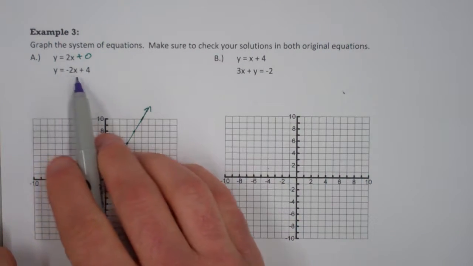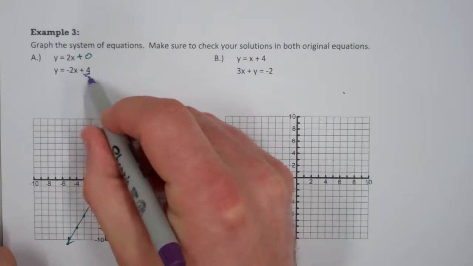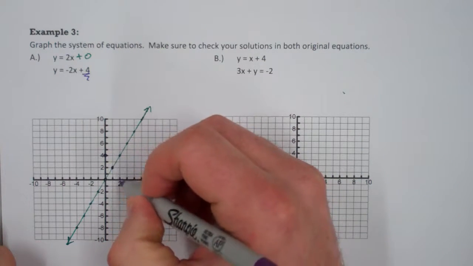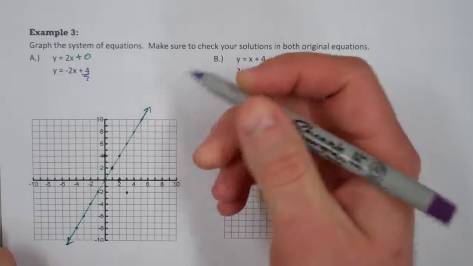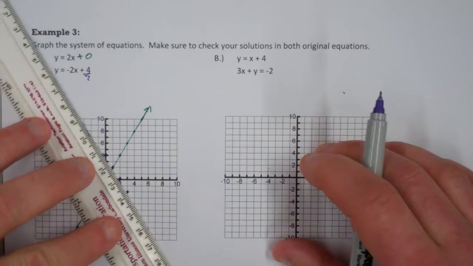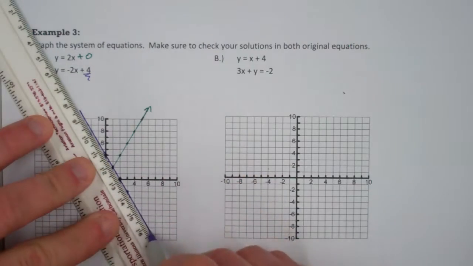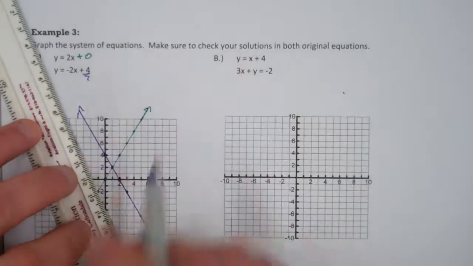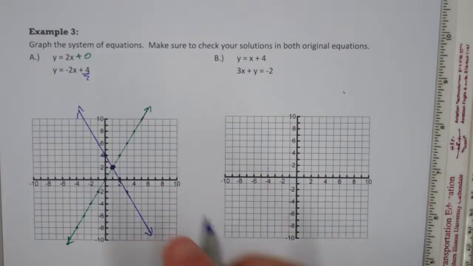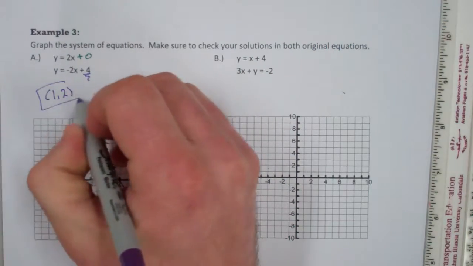So we've got y is equal to negative 2x plus 4. That line has a y-intercept of positive 4 right here. And then the slope is negative 2, so it's going to be down 2, right 1, down 2, right 1, down 2, right 1. And with these I kind of stop after I find the intersection. It's nice to be able to draw the line all the way across, but we really have found what we need for this one, and that is this point right here. So that intersection point is at 1, 2. 1, 2 is the solution to this.